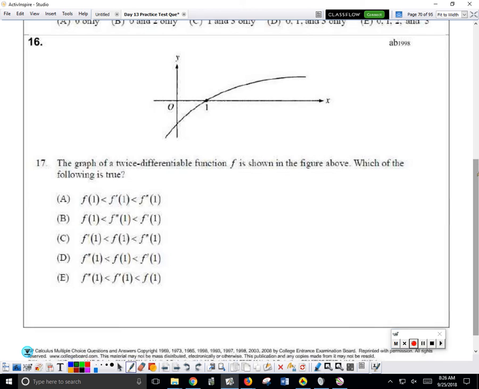Hey, listen, please listen. I'm just going to state it. Look, it says the graph of a twice differentiable function f. Stop there. That means you have a function f.